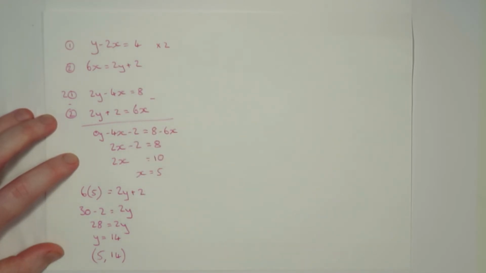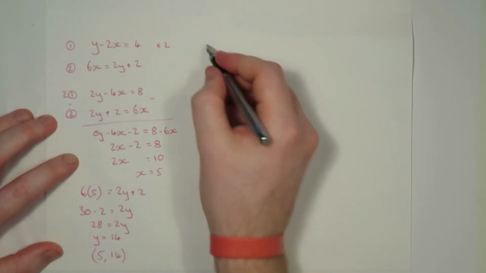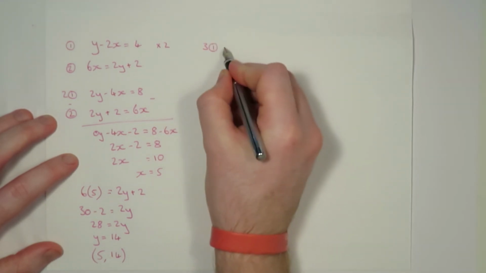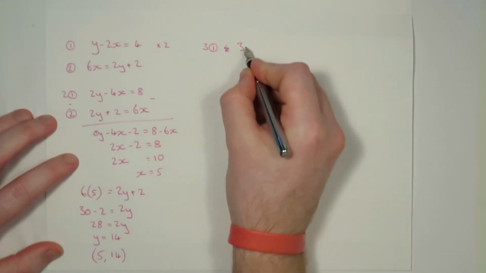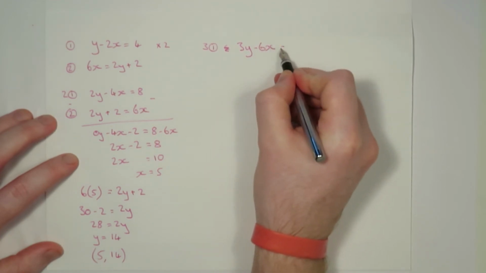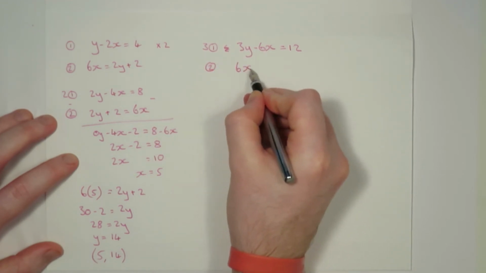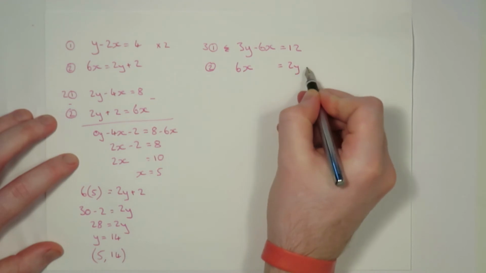Now in this example here, I eliminated the y values. You could also eliminate the x values as well. How would you do that? Well, if we wanted the x's to be the same, then we're going to need to times this by 3. So 3 lots of equation 1, which would be 3y minus 6x is equal to 12. And equation 2 is still 6x equals 2y plus 2.